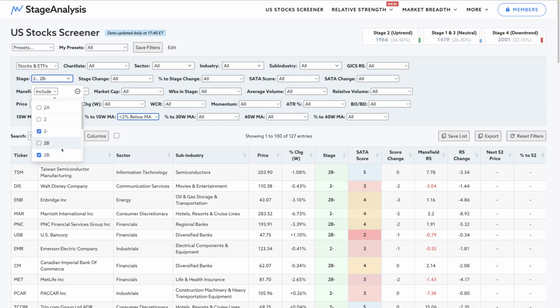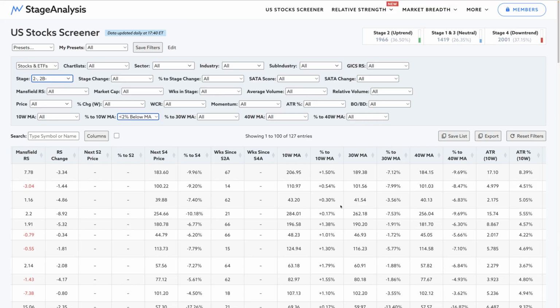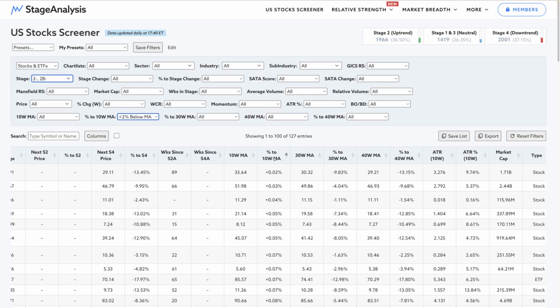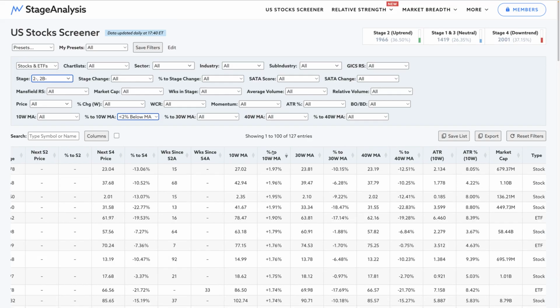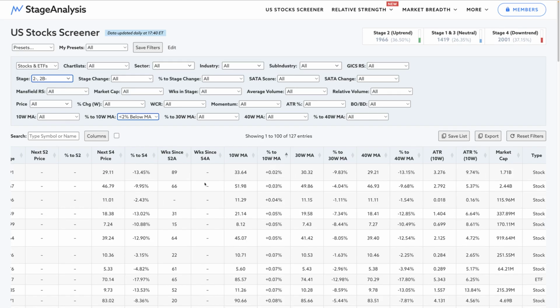You'll need the 2 minus or the 2B minus, and then you'll see with these, if we come into here, between 1 and 2% from the 10-week moving average is what we get with these ones.